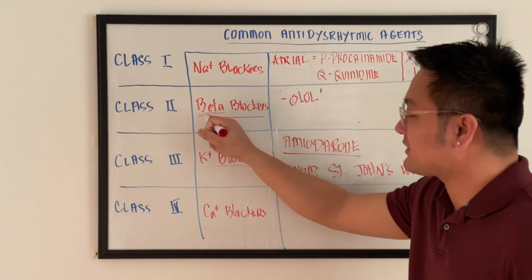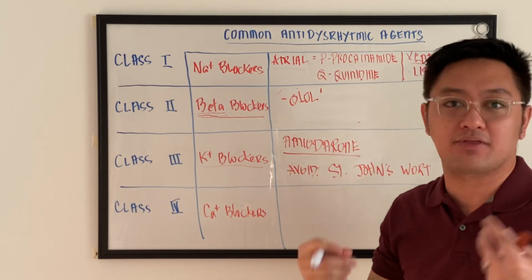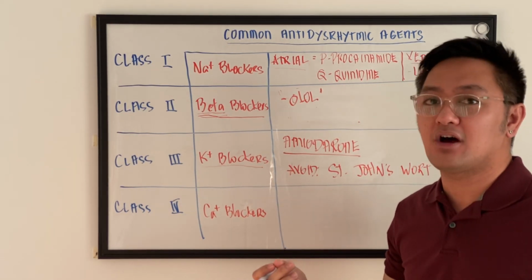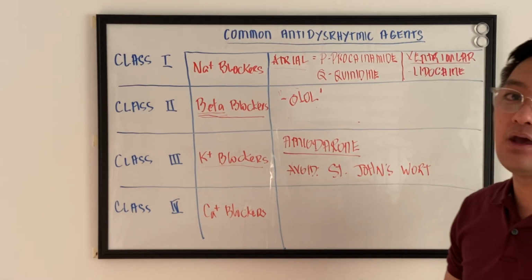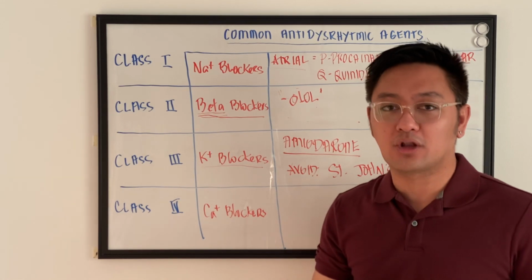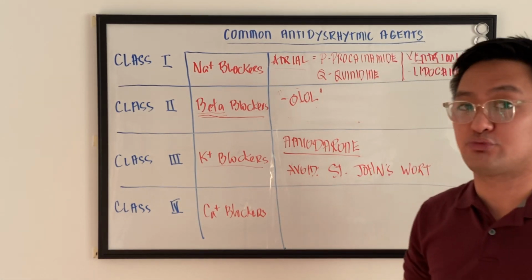Now, just like your beta blocker, same parameters: check the heart rate, check the blood pressure. Never give these drugs if the heart rate of a child is less than 100, or the heart rate of an adult is less than 60, or the blood pressure is equal to or less than 90/60 millimeters mercury.